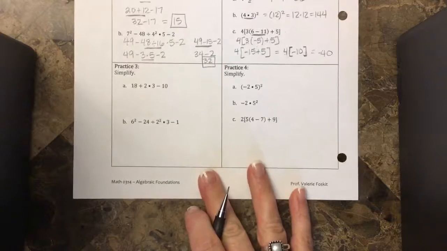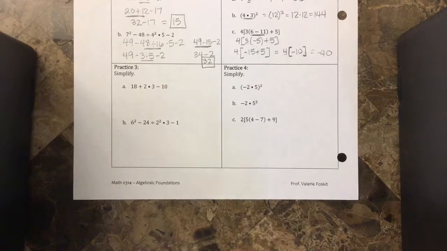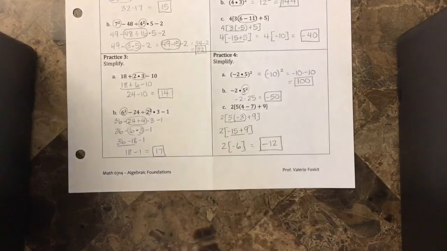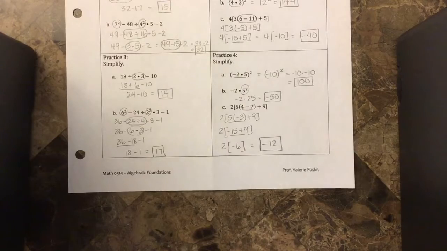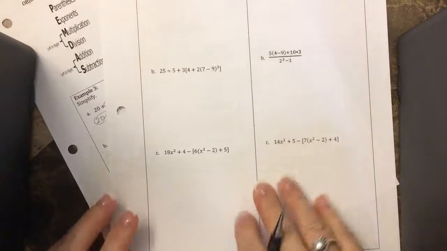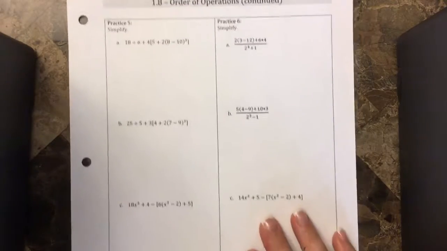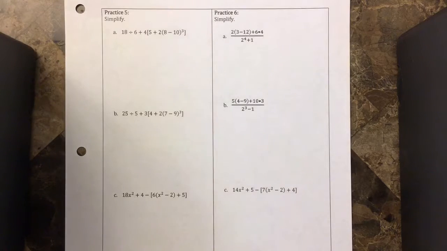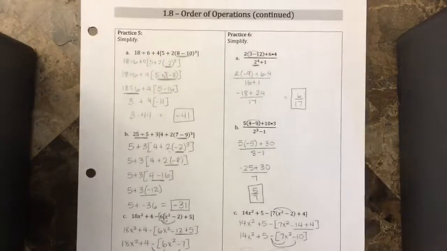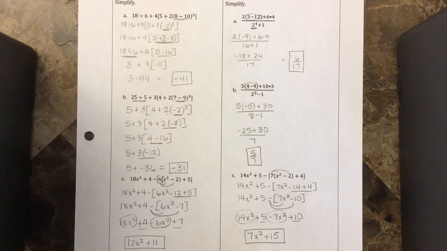All right, you try these bottom ones. Hopefully you got these answers. All right. There's a few more practice problems here. I want you to try them out, and then I'll show you the right answers. My goodness. Okay. All using order of operations. Okay, hopefully you got the right answers.